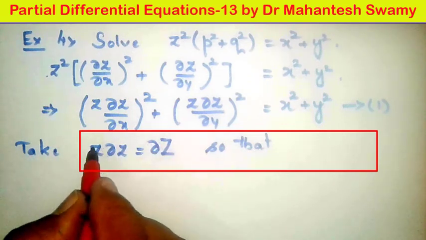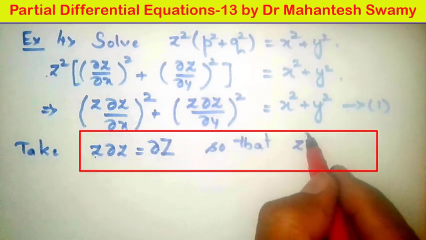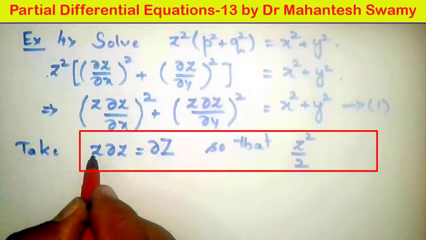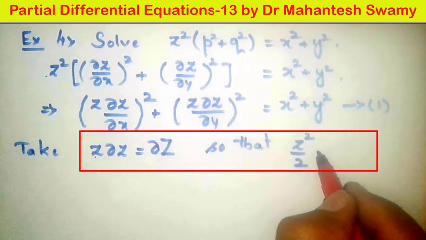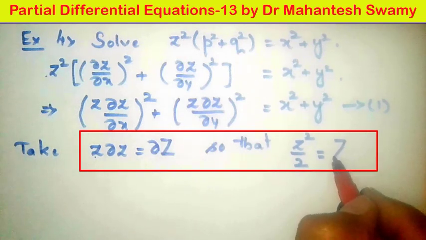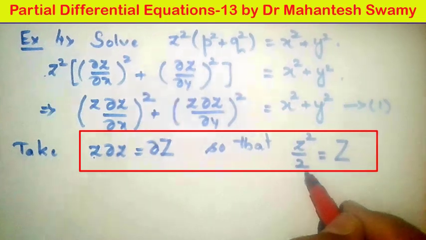If we integrate on both sides of this equation, this will be z square by 2 on the LHS. Integral of z with respect to z is z square by 2 on the LHS, whereas on the RHS, integral of 1 with respect to z is capital Z. So the value of capital Z is z square by 2.